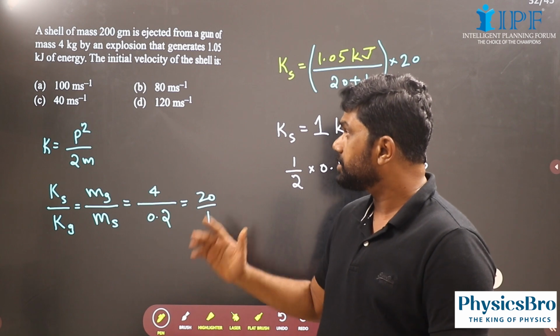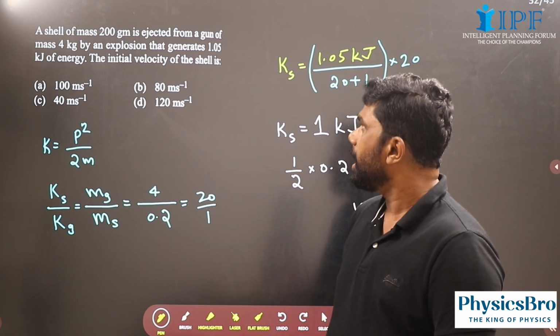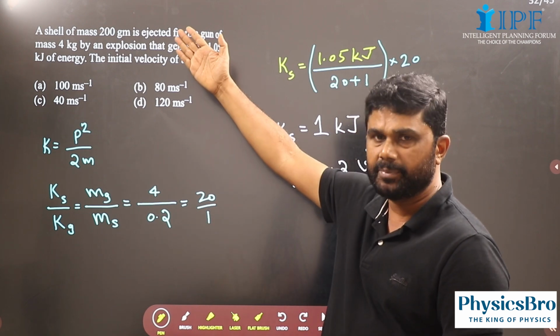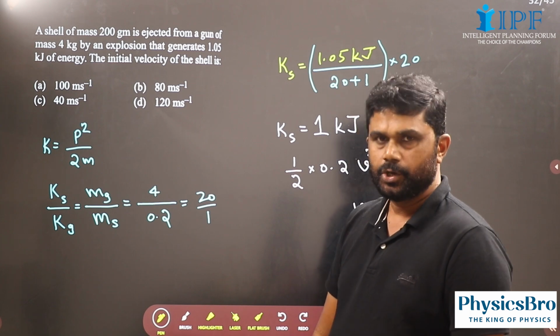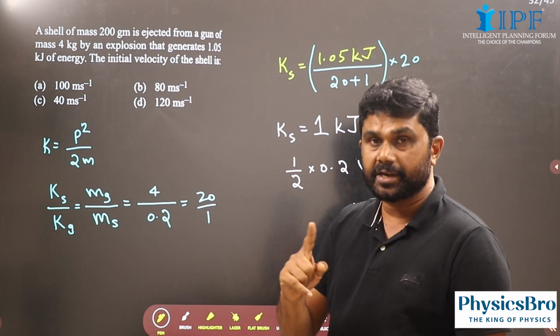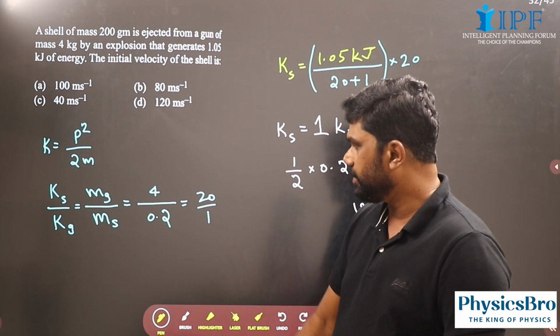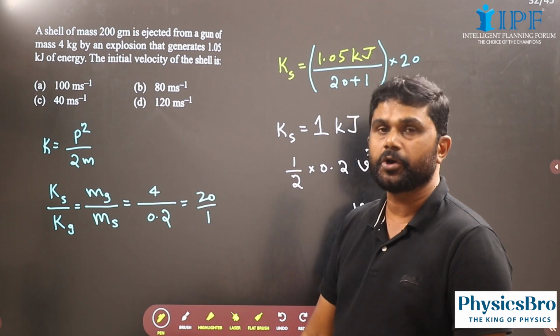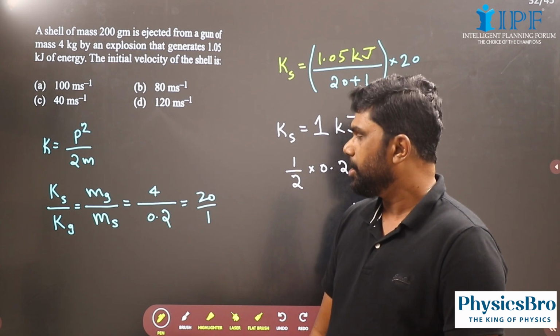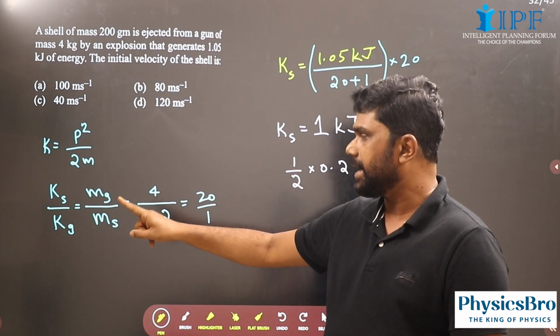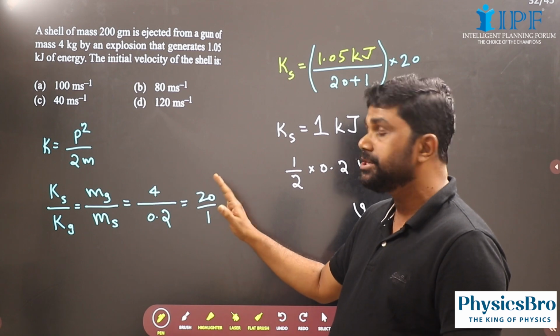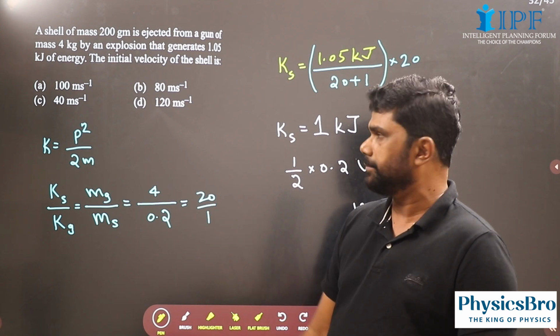And the mass of gun is 4 kilogram, and mass of shot is 200 gram, means it is 0.2 kilogram. Multiply both numerator and denominator by 5. You will get 5 into 4, 20, 5 into 0.2, that is 1. Now the kinetic energy of the shot and kinetic energy of the gun are in the ratio 20:1.